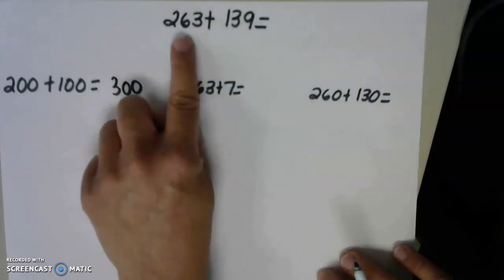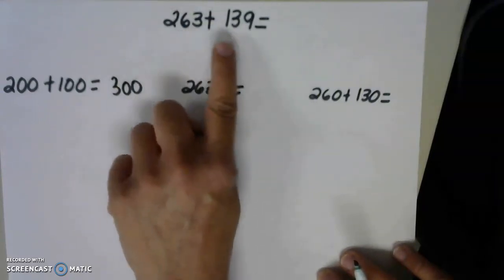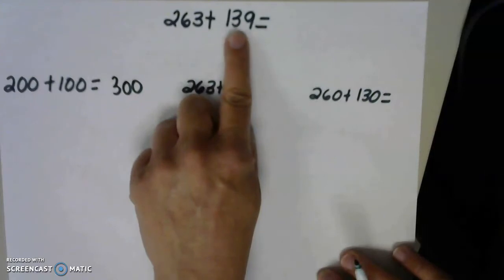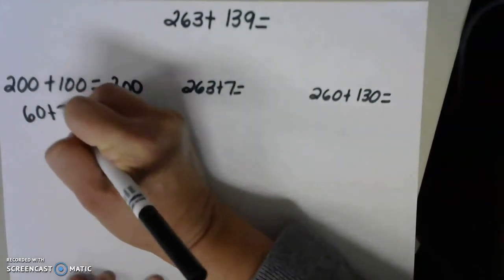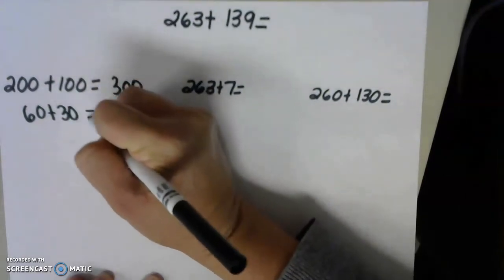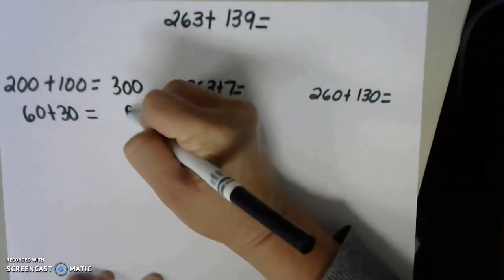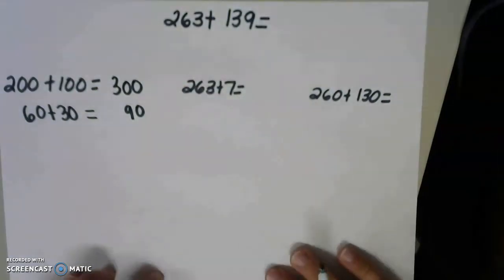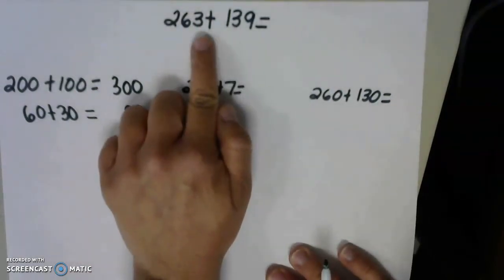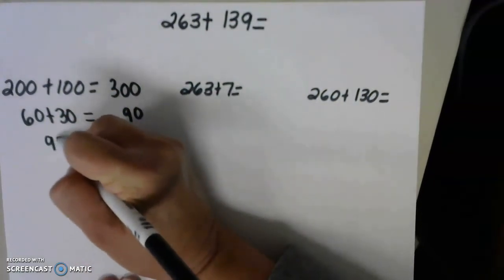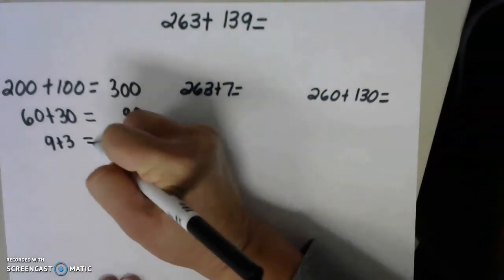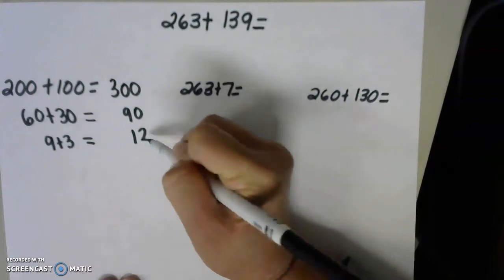So in the tens place, you can see that there's a 6 for 60 and a 3 tens for 30. So I'm going to say 60 plus 30. And I know that 60 plus 30 equals 90. And then again in the ones place, I have a 3 and a 9. So I'm going to say 9 plus 3 equals 12.